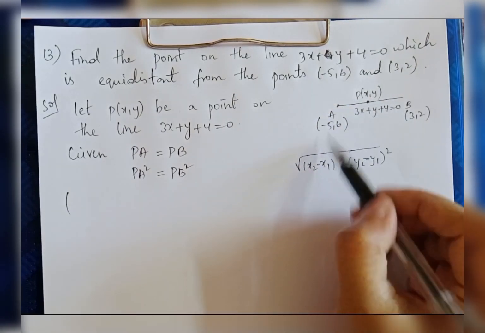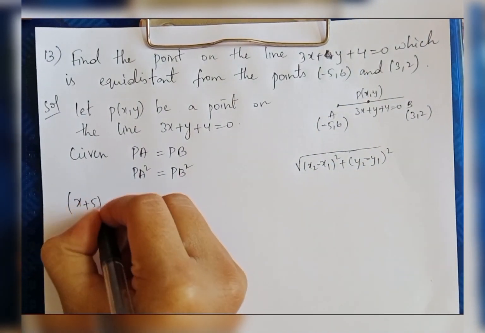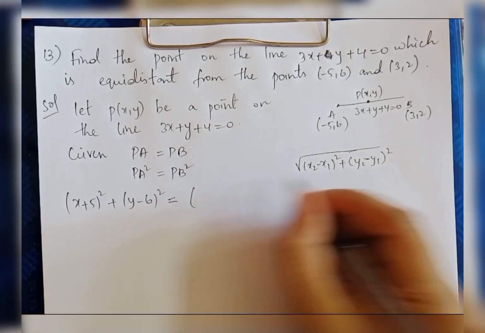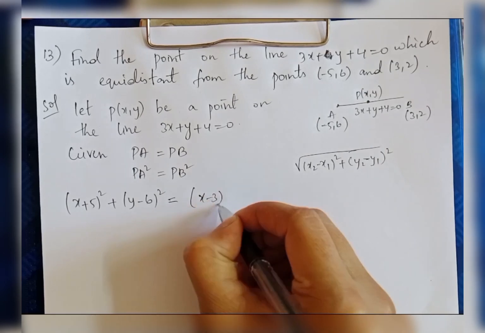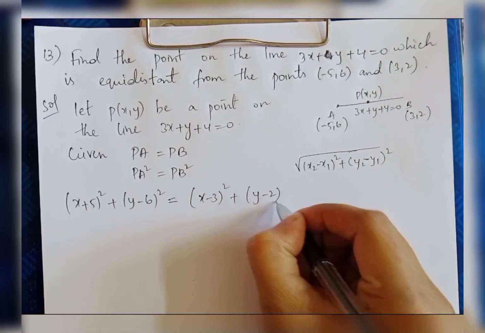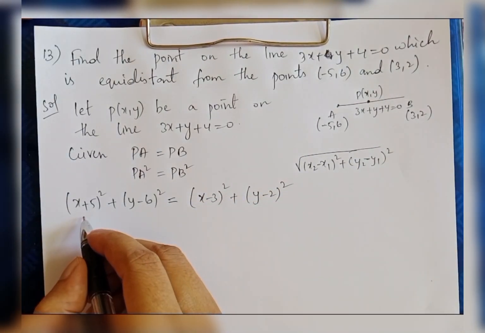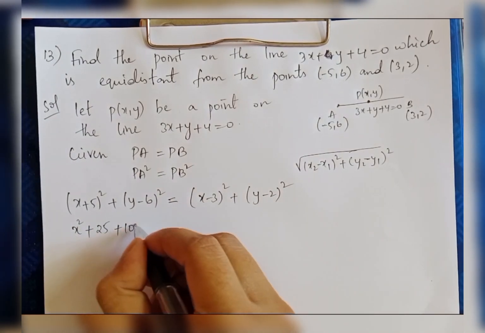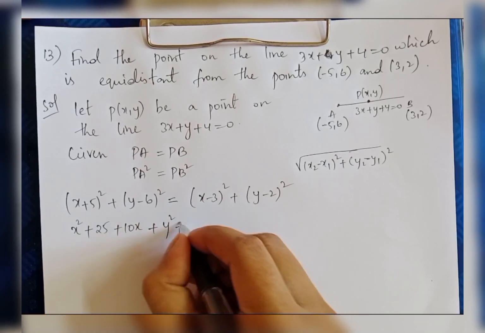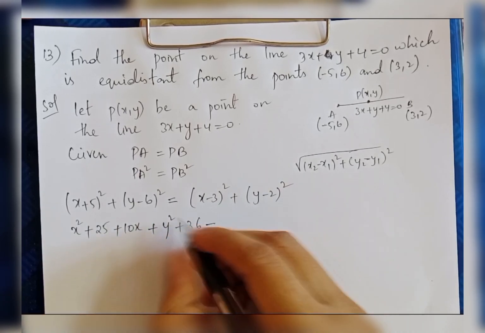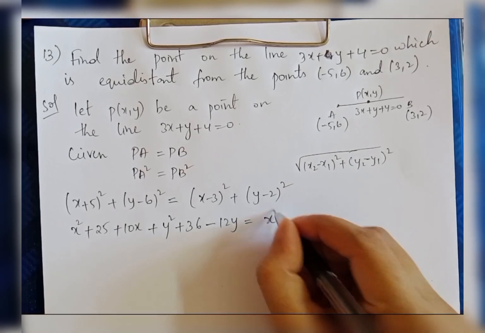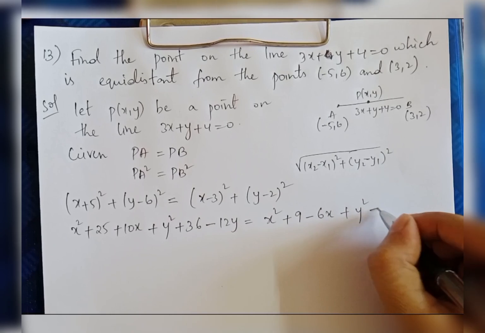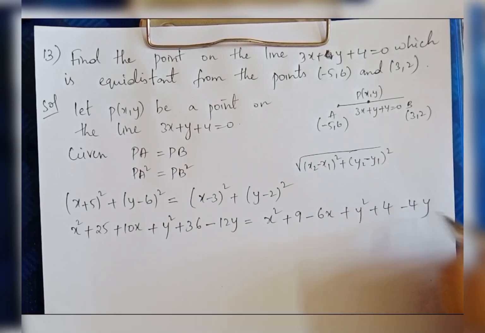So it is x minus of minus will be plus, so it is (x plus 5) whole square plus (y minus 6) whole square is equal to, same for the point B, (x minus 3) whole square plus (y minus 2) whole square. Applying the formula of (a plus b) whole square, it is x square, 5 squares are 25, plus 2 5s are 10x, plus y square plus 6 squares are 36 minus 2 6s are 12y is equal to, here also x square plus 9 minus 2 3s are 6x plus y square plus 4 minus 4y.